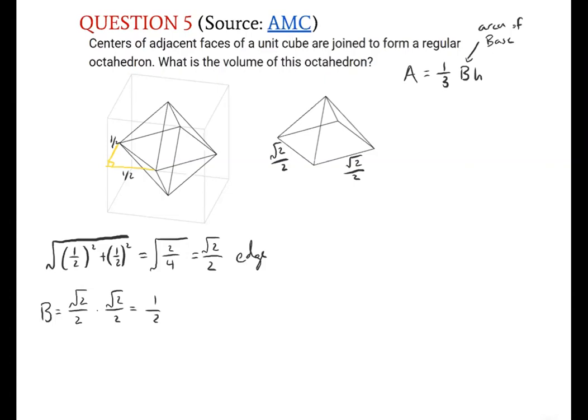Now we just have to find the height of this pyramid. The height will look like this. Oops, that's ugly. So the height of the pyramid is basically just 1/2, since the edge of the cube is 1, and the height is just half of the cube. So the height is just 1/2.